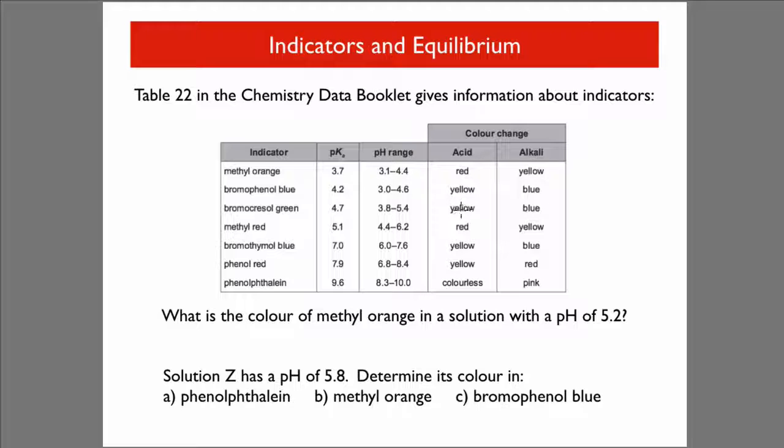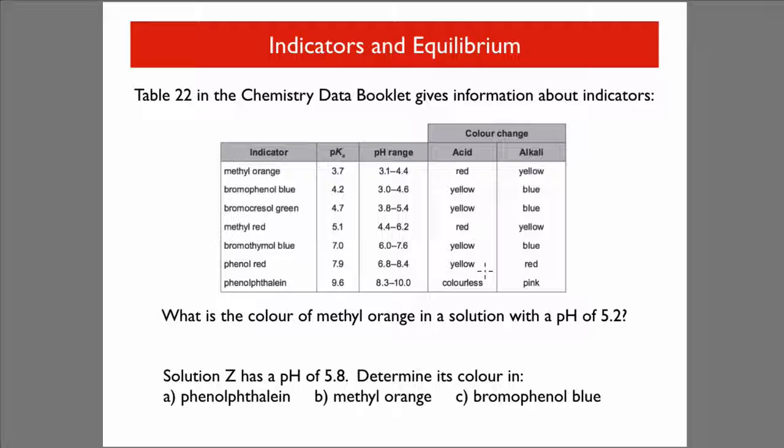Here, yellow would be at the 3.8 side and blue at 5.4, and the yellow would gradually turn to blue, or the blue would gradually turn to yellow. So somewhere in the middle, you'd have a mixture of blue and yellow.